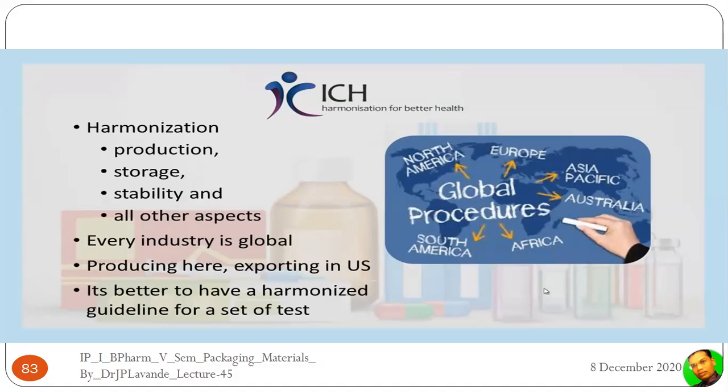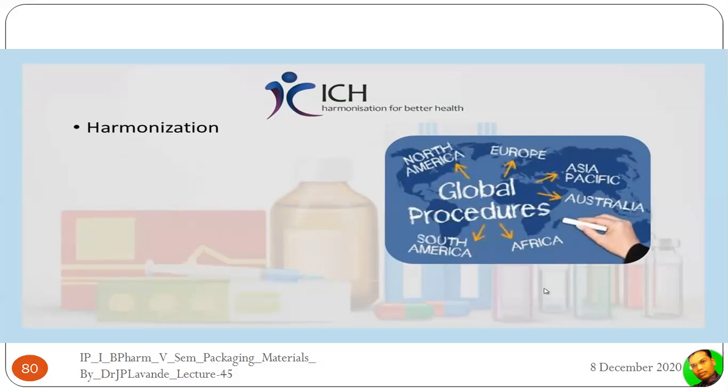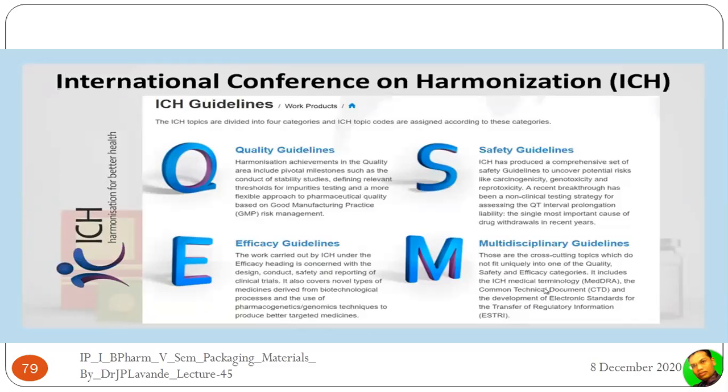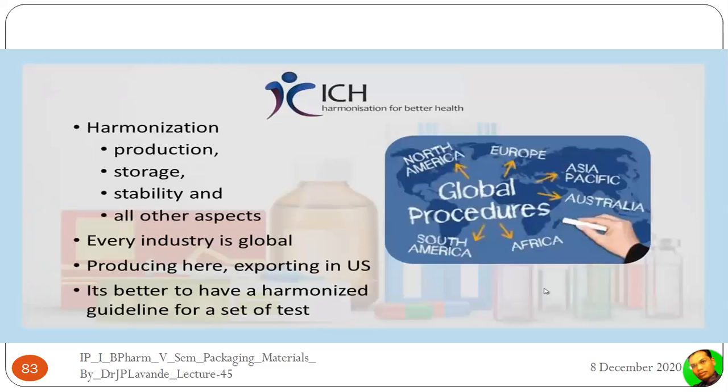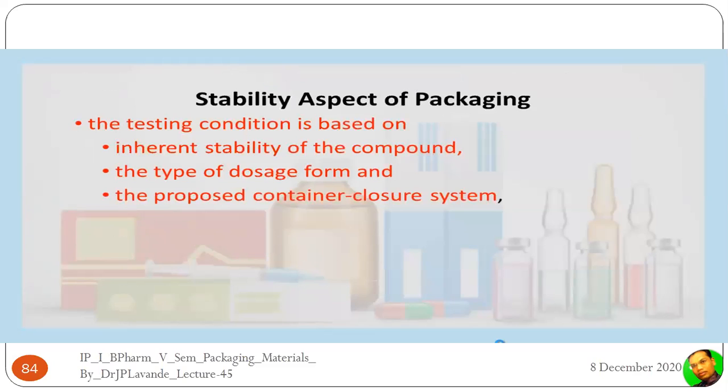So there is a need to have a harmonized procedure, a uniform procedure, uniform protocol, and uniform steps. That is decided by the ICH in order to ensure what? In order to ensure the safety, efficacy, stability, and quality guidelines. So that is the ICH. It is better to have a harmonized guideline for a set of tests. Whatever the tests and assays are, they should be harmonized.